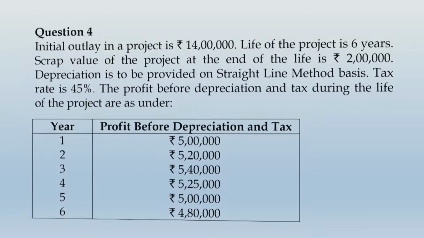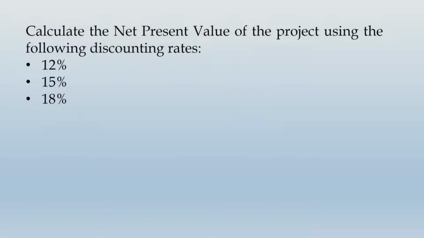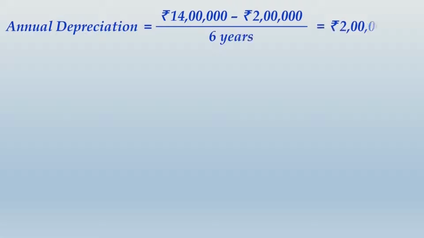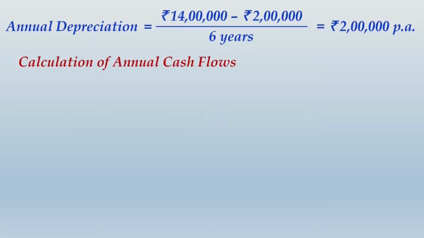Let us read further what is given in the question. Calculate the net present value of the project using the following discounting rates, that is 12%, 15% and 18%. So this time you have to simply compute the net present value, but you have to apply 3 different discounting rates. So let us see how to write up the solution in this case. So here what you will do is, you first show the calculation of annual depreciation as I have explained to you, and then show the calculation of annual cash flows.